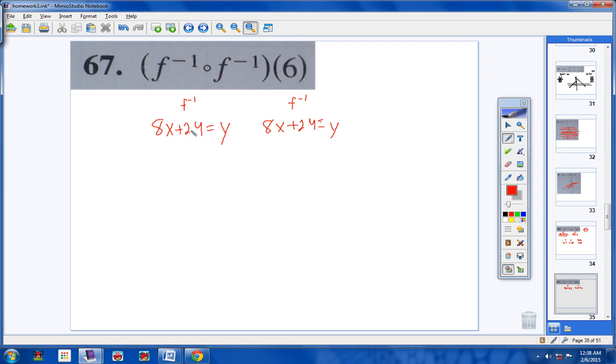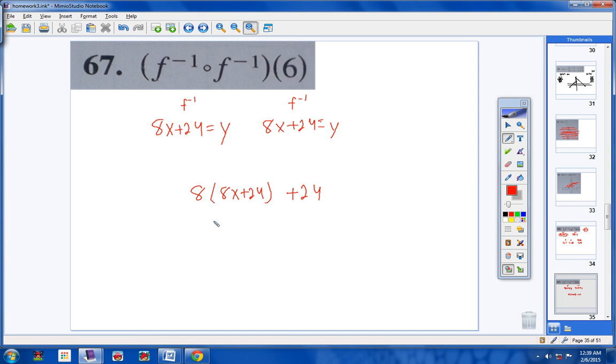F inverse is right here. F inverse is right here. We're finding f inverse of f inverse. So start with your inner function, and where the x is, put a big parentheses. Okay, then pick up this and put it in the parentheses.